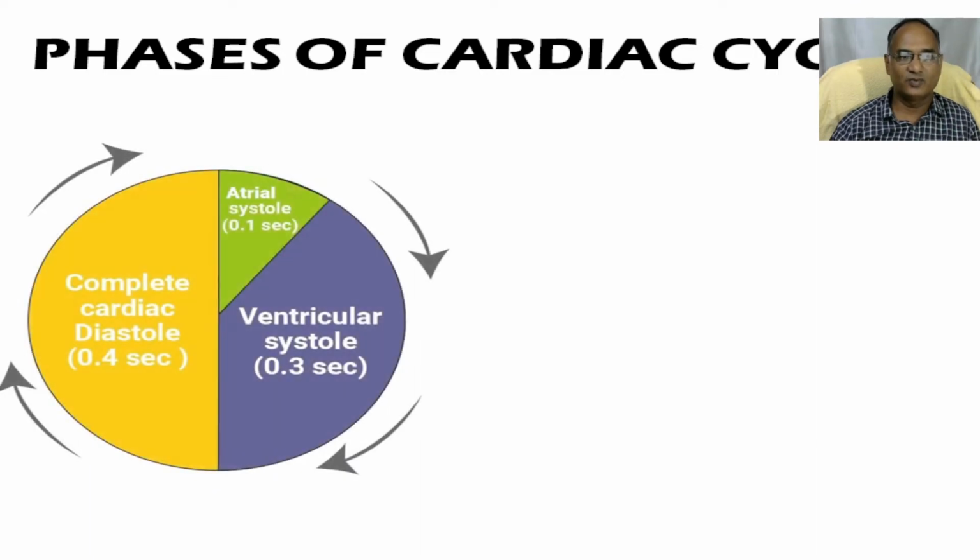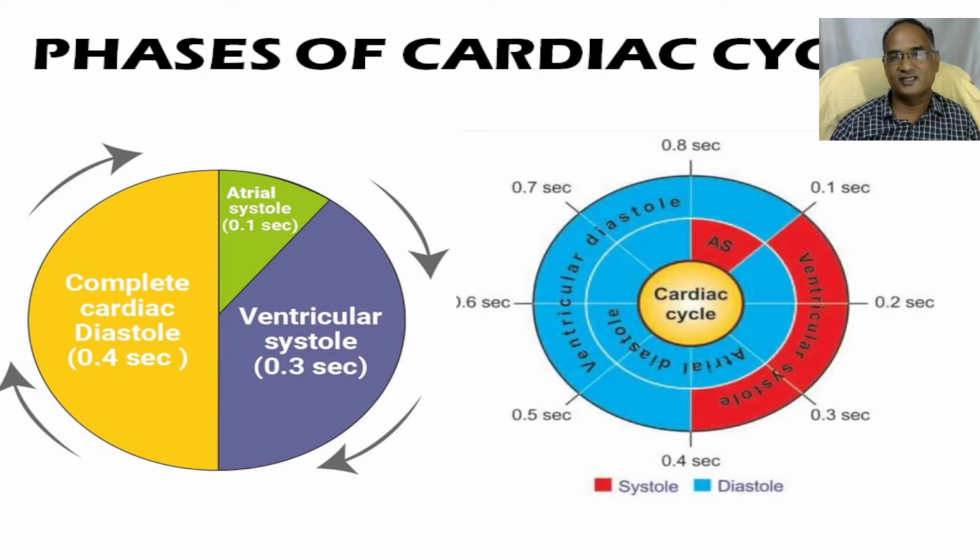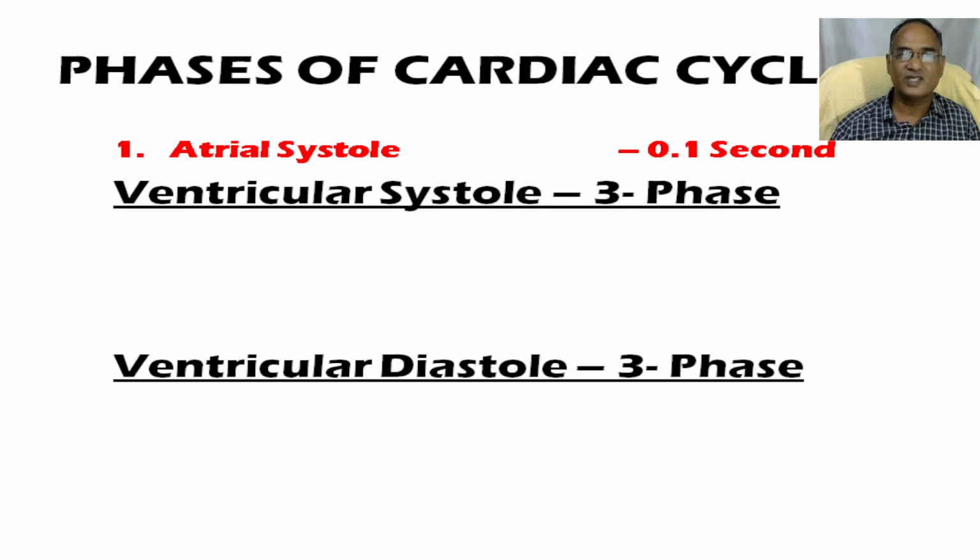There are two major phases. Atrial systole is a single phase, ventricular systole is three phases, and complete cardiac diastole is three phases. So 3 plus 3 plus 1 makes 7 phases, and each has its own timing also. About 0.8 seconds, one cycle is completed. Per minute it will be around 60 to 80 cycles per minute. As I already told you, there are seven phases in the cardiac cycle.